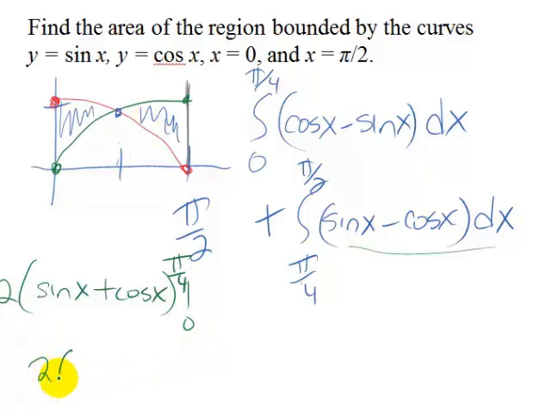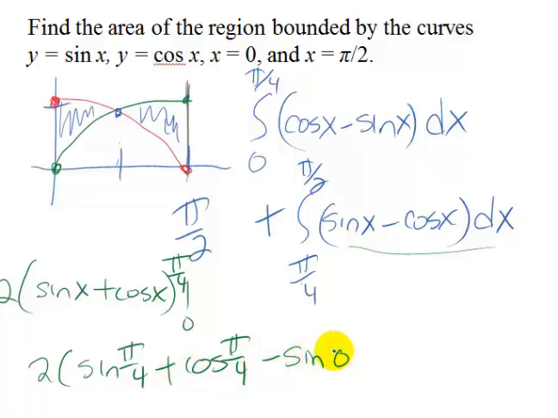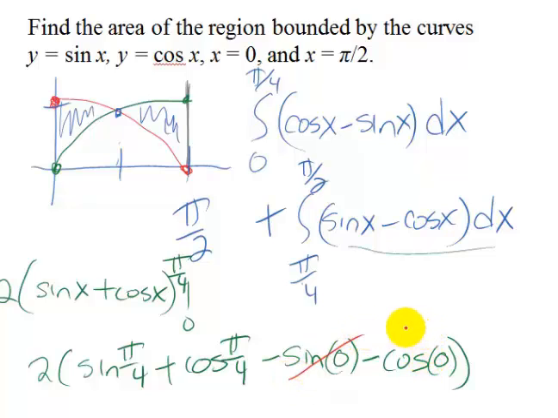So we have 2 multiplied by the sine of pi over 4 plus the cosine of pi over 4, and then doing the lower limit we have minus the sine of 0 and minus the cosine of 0. We need to make sure we subtract both of those pieces because they are both part of the F of 0. Now sine of 0 is 0, cosine of 0 is 1, that's minus 1.